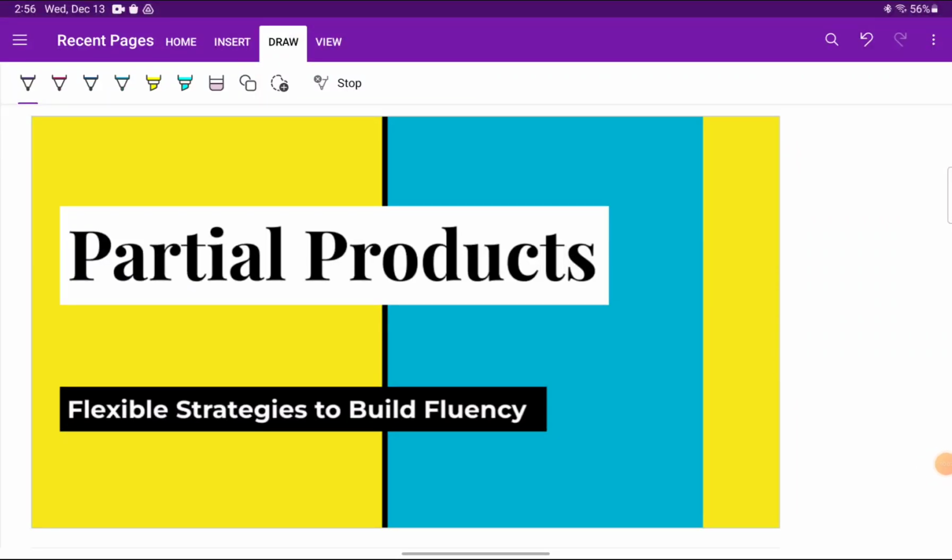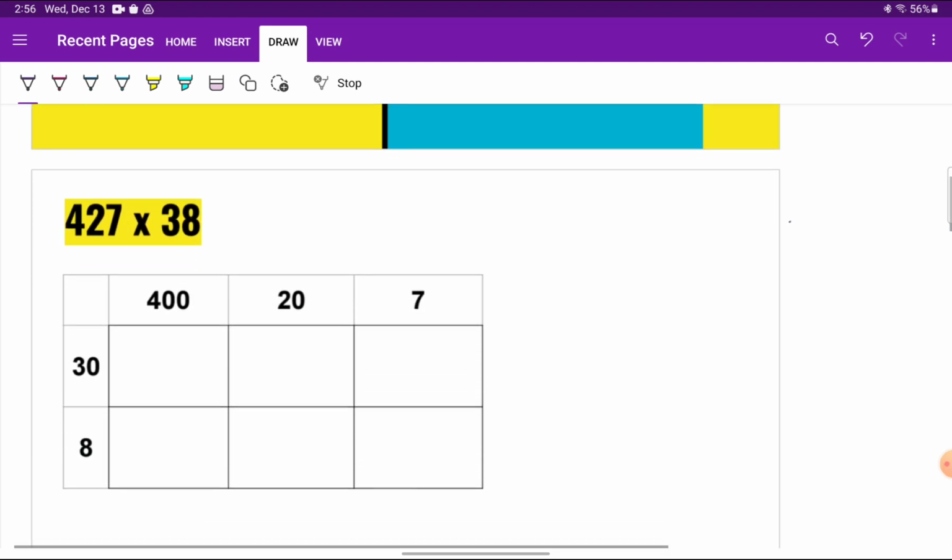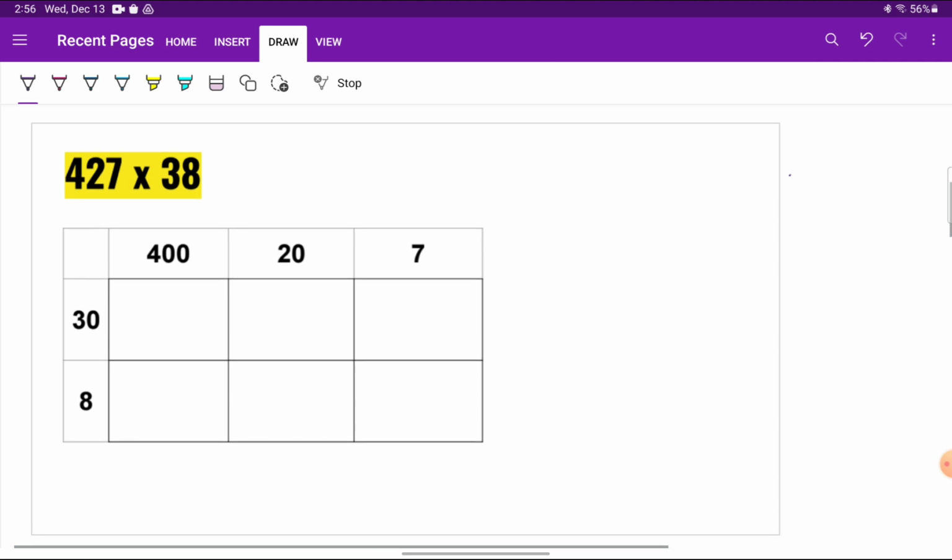Let's talk about partial products. This is a strategy that is used in elementary school to build the foundation that eventually leads up to a standard algorithm. But it's not something a lot of us in secondary are familiar with.